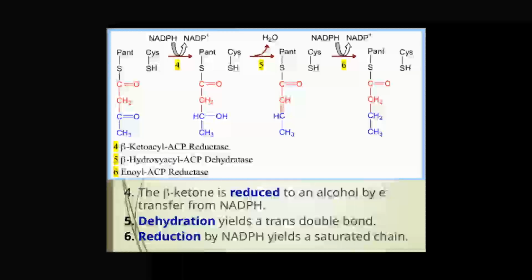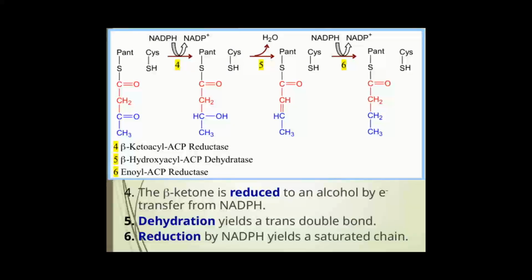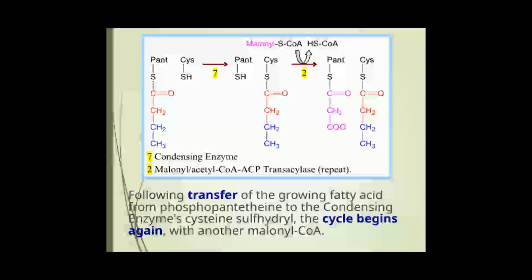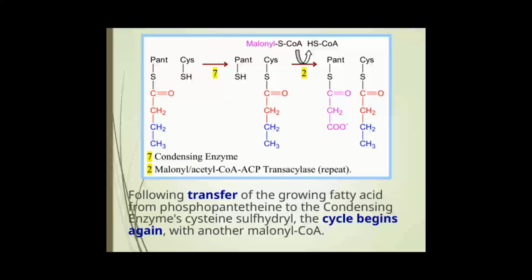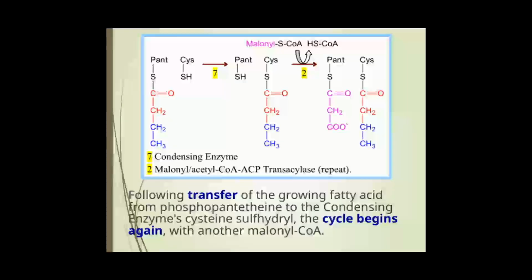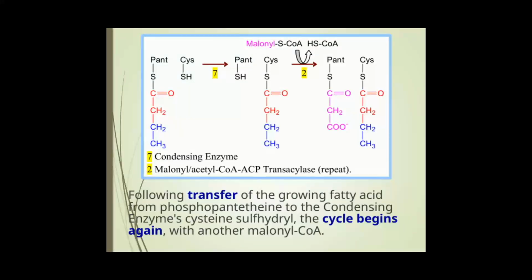Now, after the growing fatty acid has been transferred from the phosphopantetheine to the cysteine sulfhydryl group on the condensing enzyme, the cycle is ready to start again. This means that a new malonyl-CoA molecule will enter, and the process will repeat. Essentially, this step is crucial because it allows the fatty acid chain to keep elongating, one 2-carbon unit at a time. This cycle of transfer and addition is fundamental to how fatty acids are built in the cell.